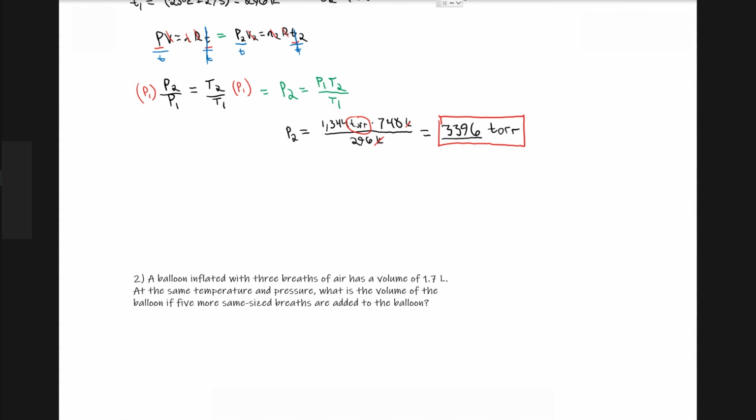We have a balloon inflated with 3 breaths of air has a volume of 1.7 liters. At the same temperature and pressure, what is the volume of the balloon if 5 more same-size breaths are added to the balloon? Well, again, let's go ahead and just write out everything that we know. We know that the volume of 3 breaths is 1.7 liters. And that is at a given temperature and pressure.